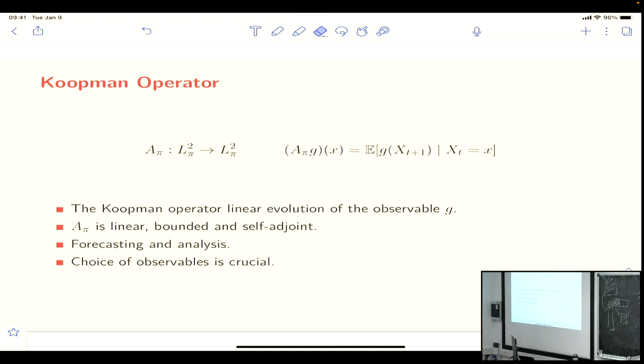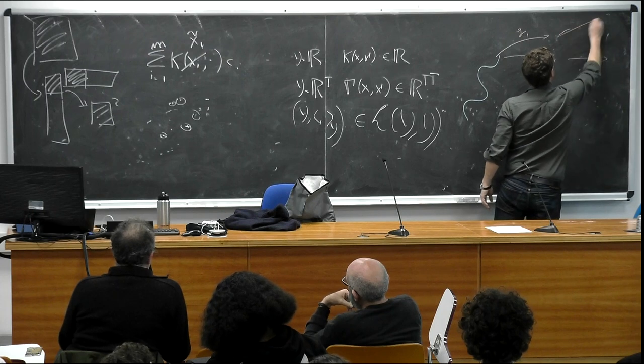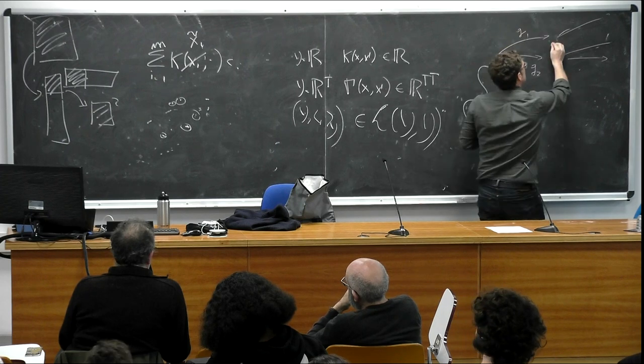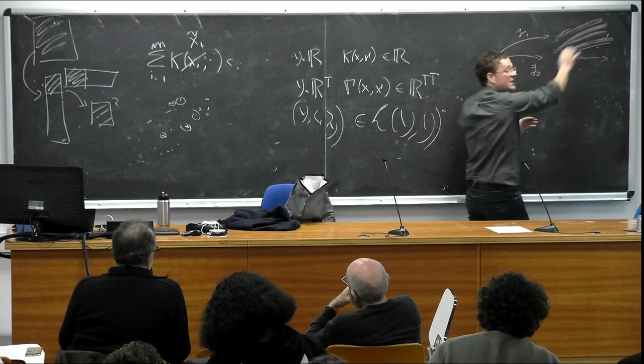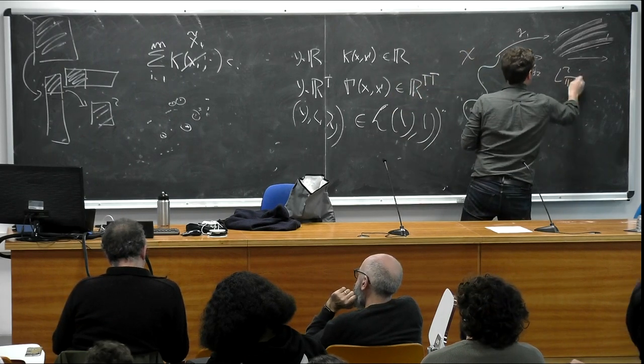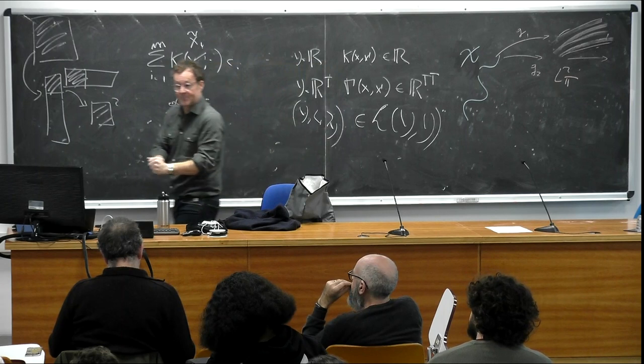A pi acts on an observable, but on any observable. Any observable where? In the space of square integrable functions with respect to the invariant measure. Okay? So this is the operator. It's not true that these are linear, but just to make it more suggestive, okay? It's like the operator that tells you how all this stuff evolves, okay? All these observables in this L2 space. So this is x, this will be L2 pi. Okay?